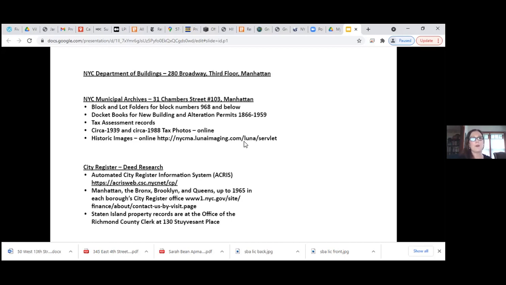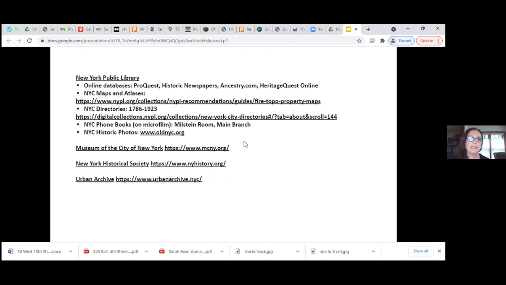If you're looking for Manhattan, the Bronx, Brooklyn, Queens, up to 1865, you can go to each of the city's register offices. More information is available through the website I just listed. Staten Island property records are at the Office of Richmond County Clerk at 130 Stuyvesant Place.